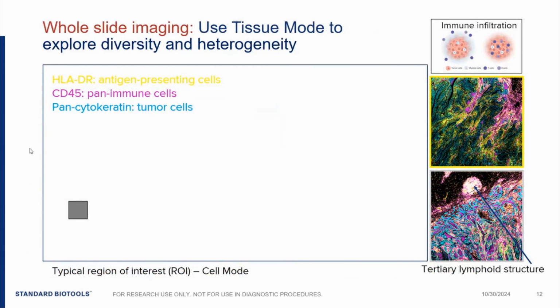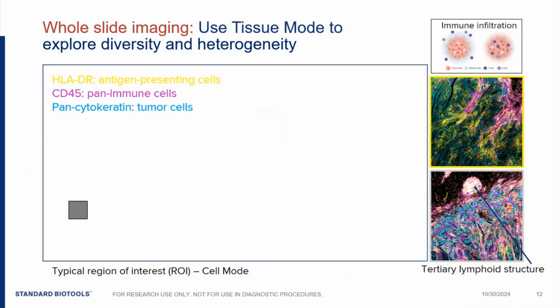Now I'd like to present an example of tissue mode. Imagine a scenario where you have a very large tissue section and you want to do whole slide imaging. Preview mode is an excellent choice if you want to make qualitative assessments on the expression of markers across the tissue and then proceed to cell mode. But what if you actually want to capture everything across the whole slide? This is where tissue mode shines best.